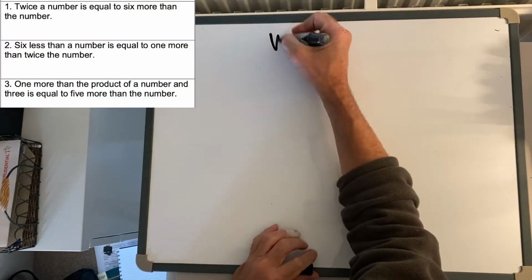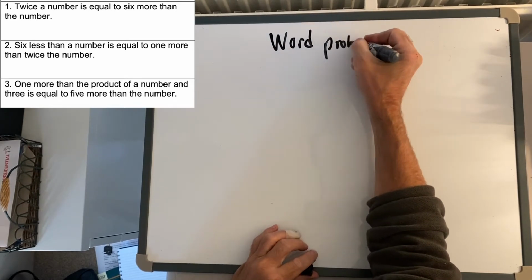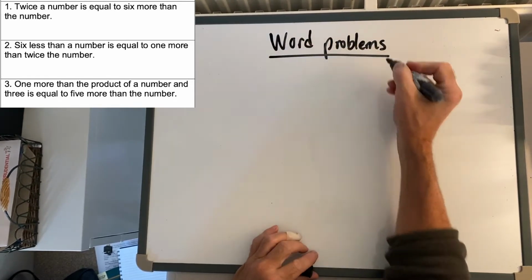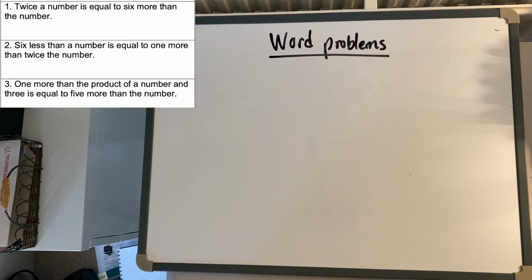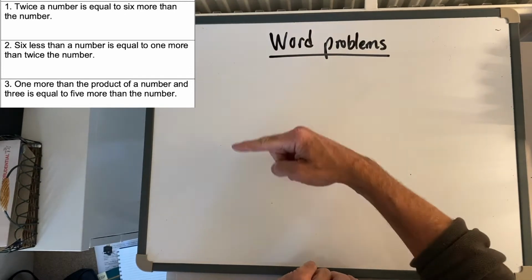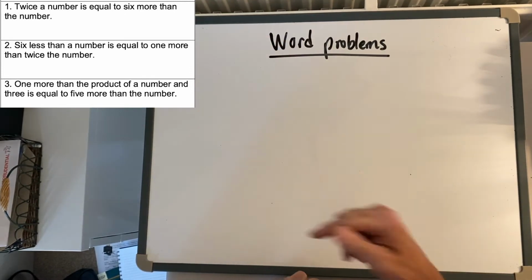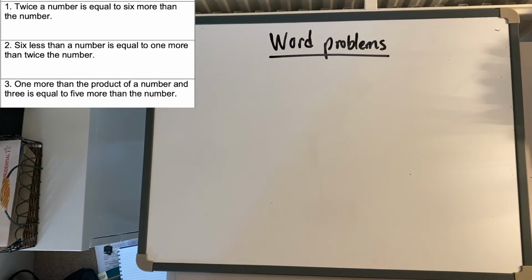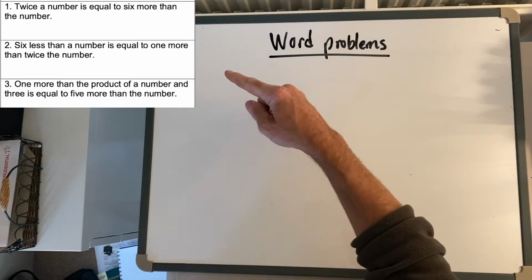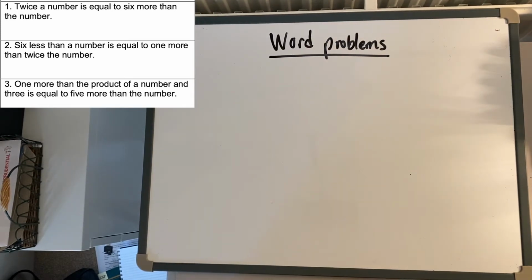Welcome to Word Problems, and what we're going to do today is look at how to convert word problems into questions, equations, and then we'll be able to solve them. So if you actually look over here, you'll see the questions that we're going to look at today. So the first one says twice a number is equal to 6 more than the number.